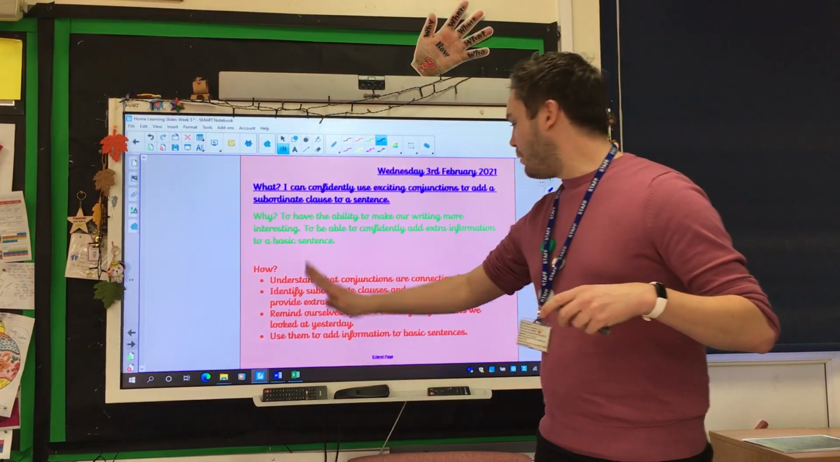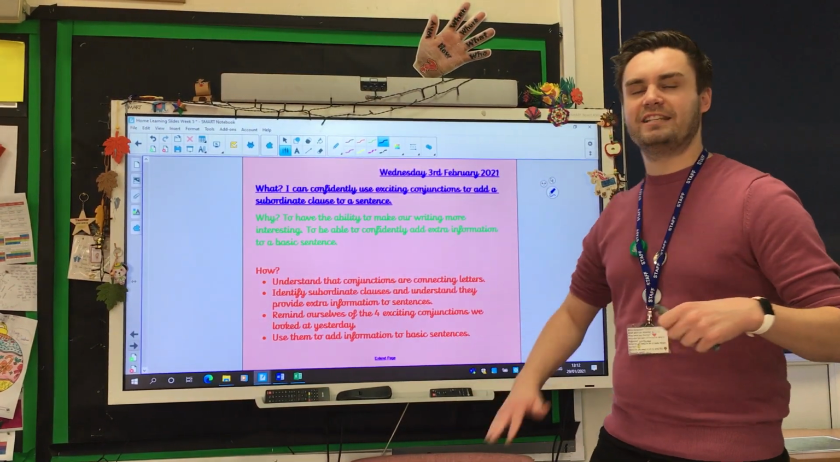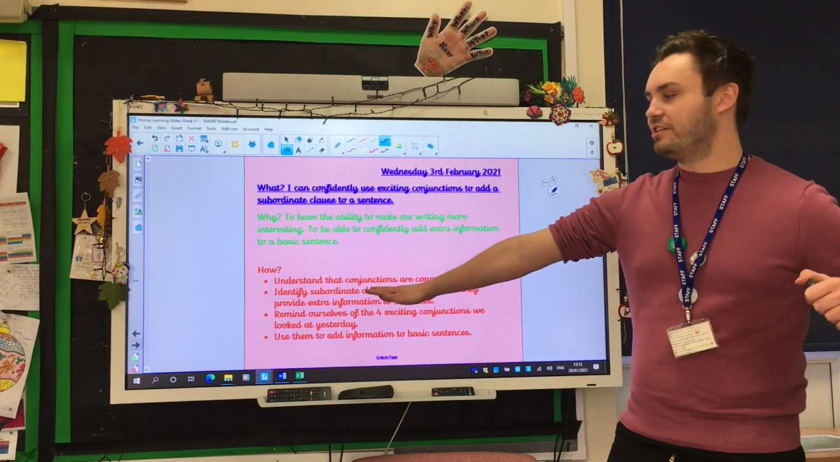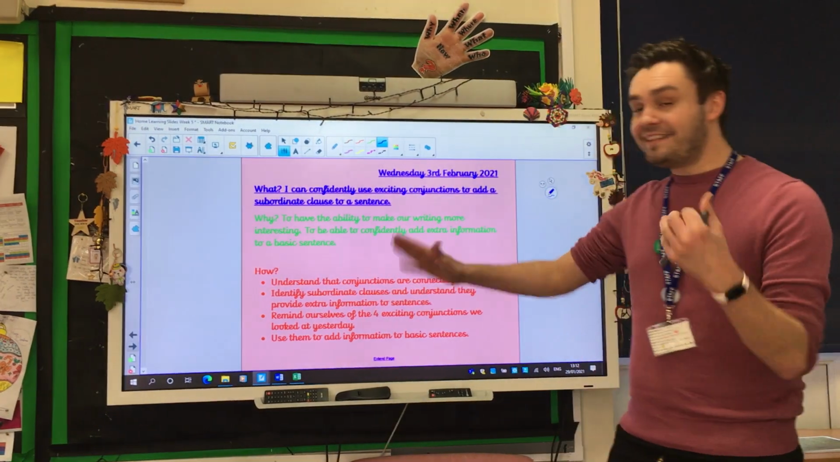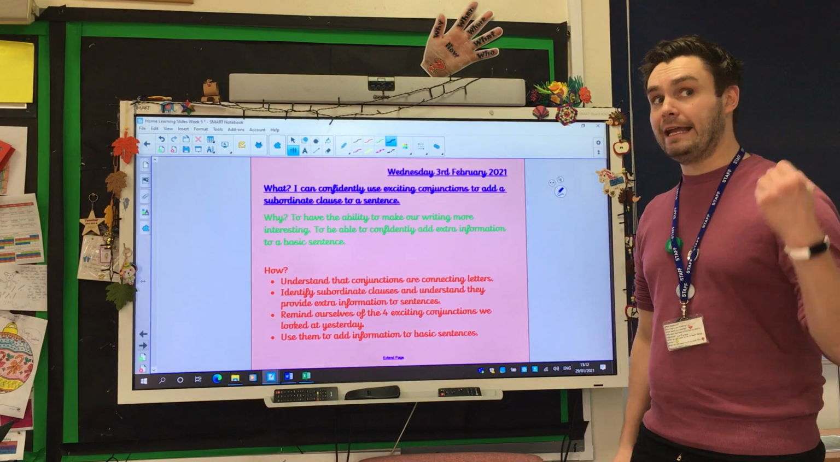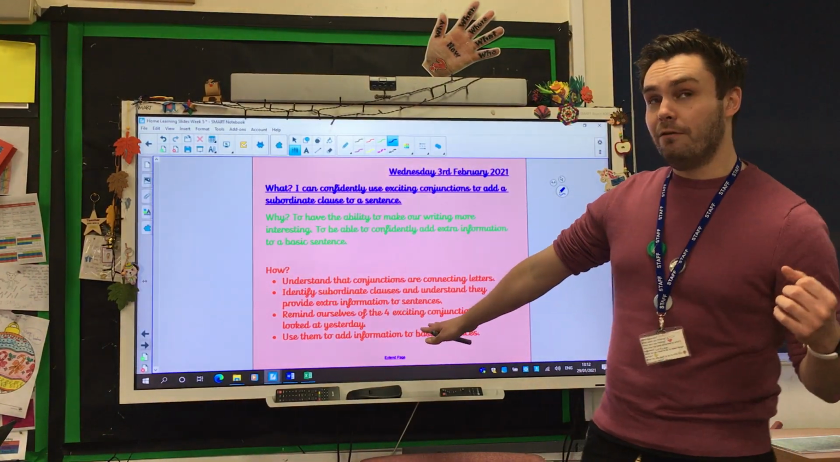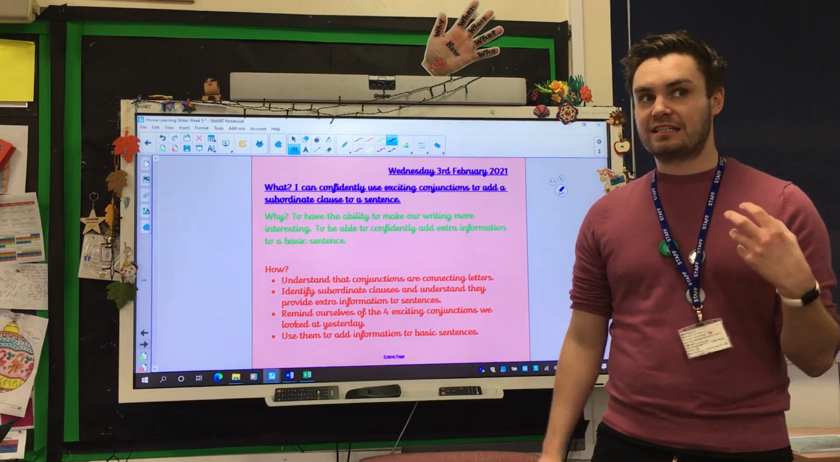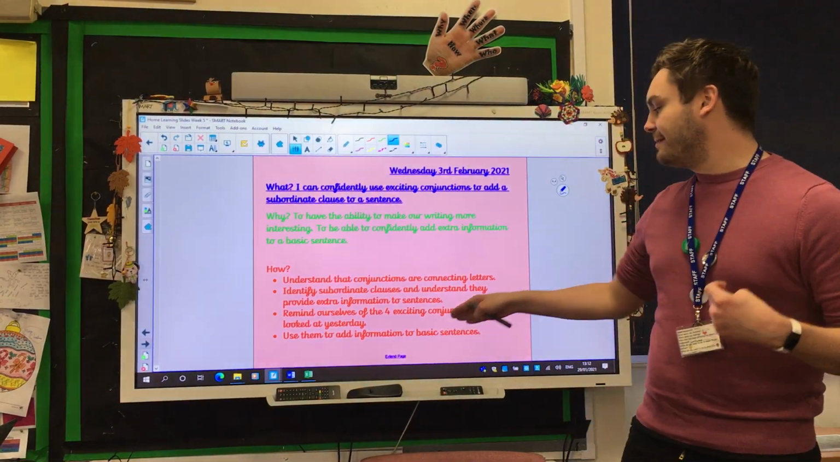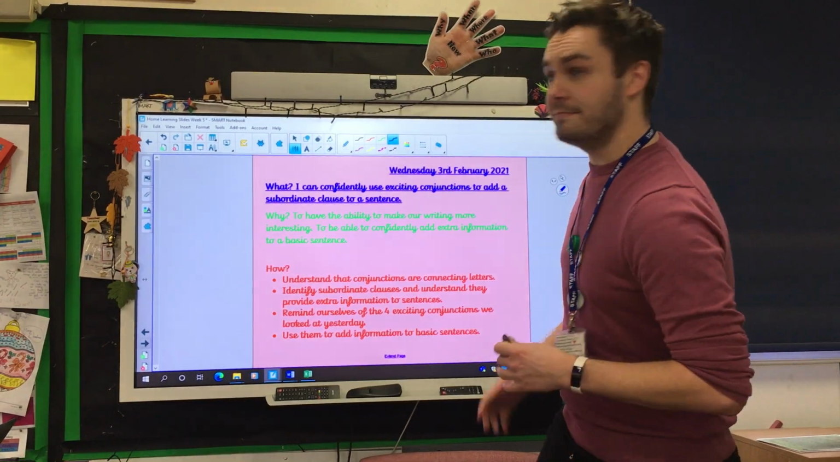So we're going to understand that conjunctions are connecting letters or words. I think words are a better option with that, but they're a collection of letters. We'll be identifying subordinate clauses and understanding that they provide extra information to what's already been said. We're going to remind ourselves of the 4 conjunctions we looked at yesterday, those exciting ones, and then we're going to use them to add information to basic sentences. Hopefully, nice and simple then.